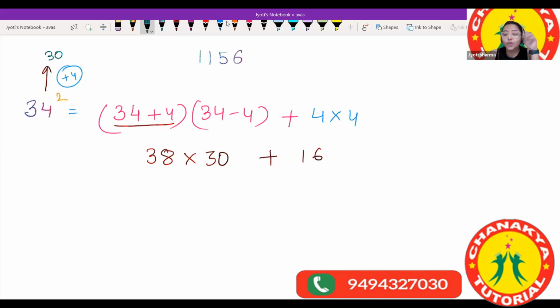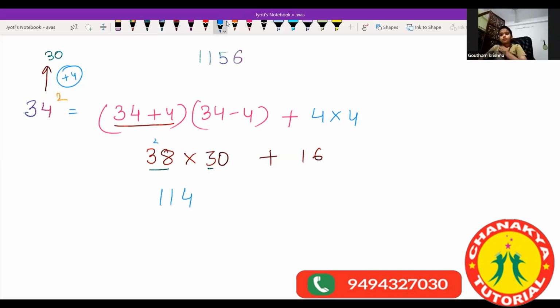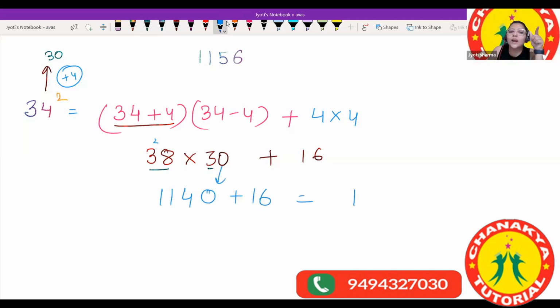Now, multiplying a double digit number by a single digit number is easy, right? So 3 8s are 24, 3 3s are 9 plus 2, 11. And 0 as it is, plus 16. 1156 is the answer. Okay, let's do one more question.